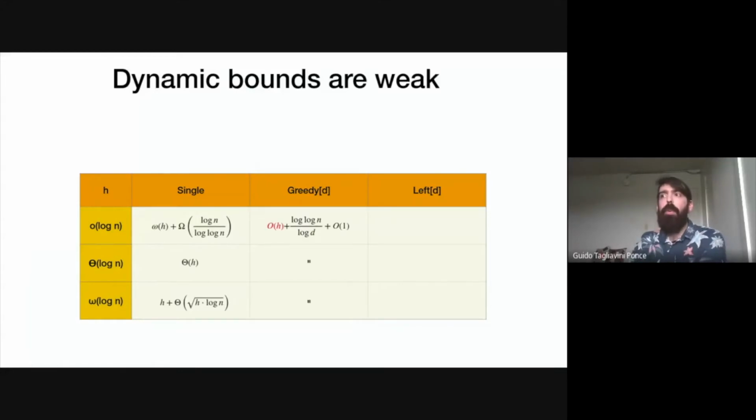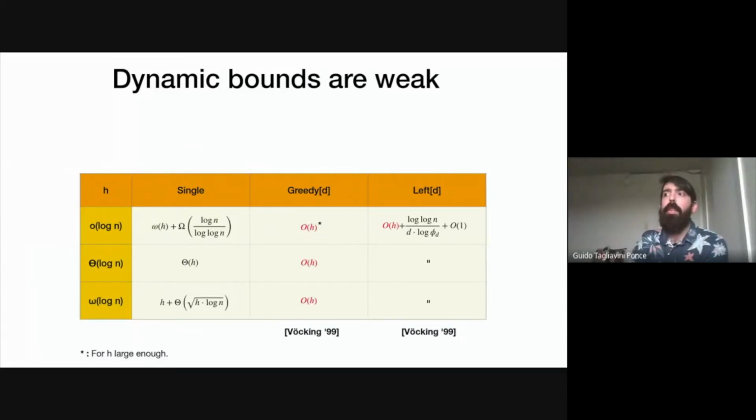Now, the max loads for greedy are almost the same as before, except that now the dependency on H is not exact. We have an O of H. And for lefty, we have the same thing. Now it depends on O of H instead of exactly H. And so the consequence is that now all of these max loads are O of H, except for the first row, that's only true for large H. And the same thing happens for lefty. So now all of these max loads are not optimal up to lower order terms. Right, they're far from optimal.